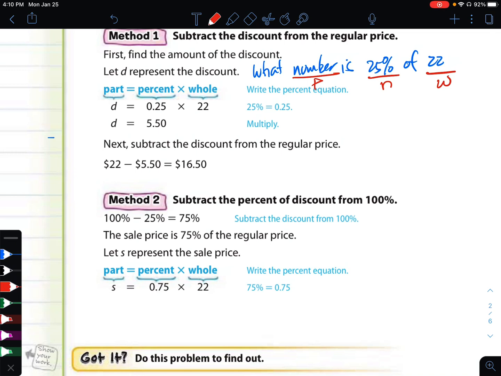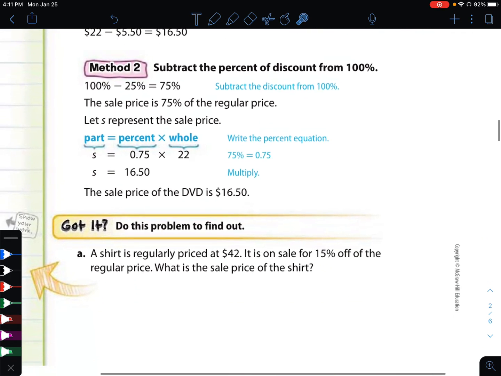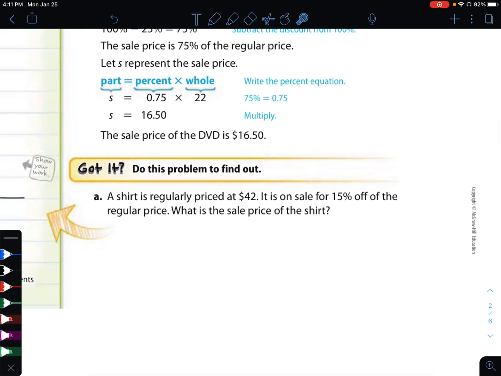So again, we have our percent equation, where this is your part and we're getting 75% of 22. So the product will be $16.50, which is the same as method number one. The sale price for the DVD is $16.50. Do the got it problem and see if you understand example number one.